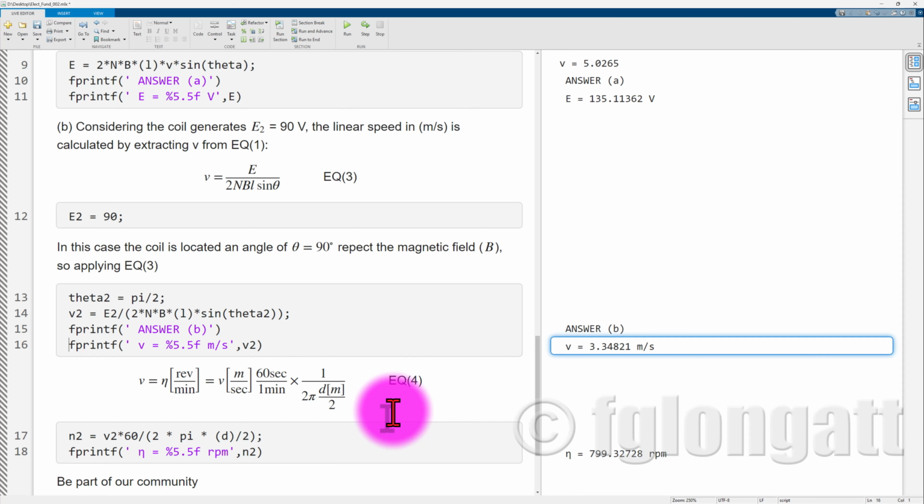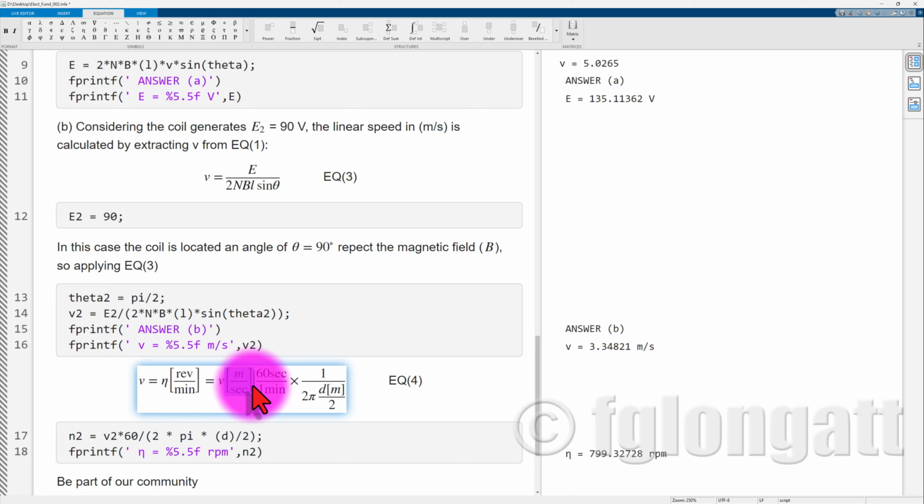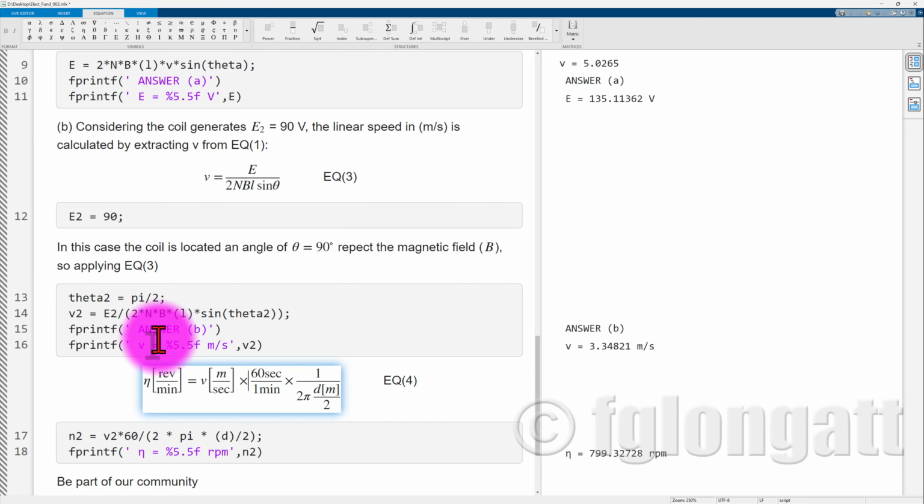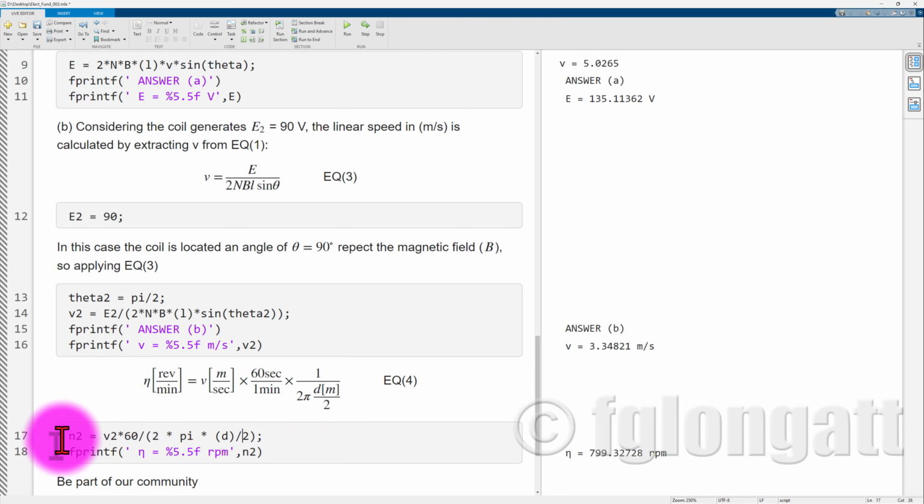However, I want to go the extra mile, converting these meters per second into revolutions per minute. To do so, what we need to do is basically multiply the meters per second by 60 seconds in 1 minute and divide by 2 pi the radius. So after the numerical substitution, we obtain the rotational speed now in units of RPM. And as you can see, the result is 799.3 RPM.